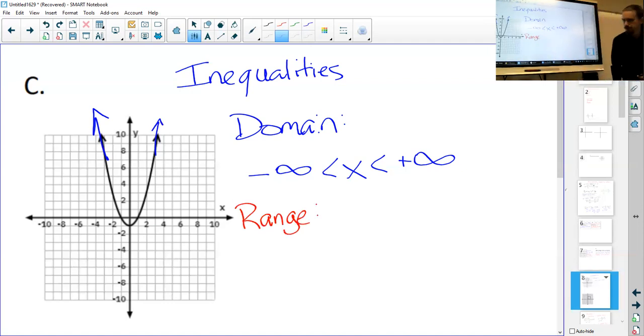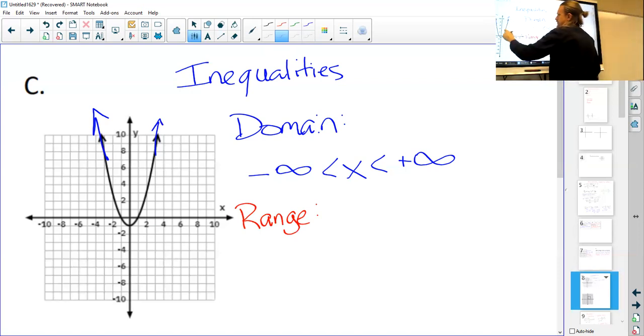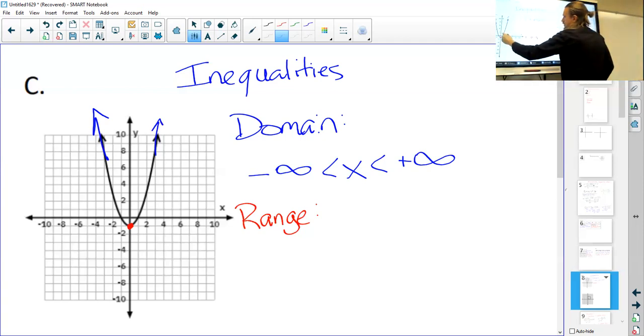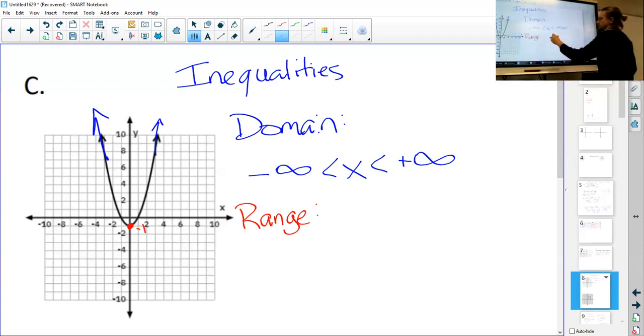So there are two ways we could do range. First off, remember ranges are y values, and we definitely have a minimum here. If you remember from last year, the parabolas have minimums. I know that the lowest possible y value is at negative 1. So I can say that y must be greater than or equal to negative 1, because there's definitely a point at negative 1.